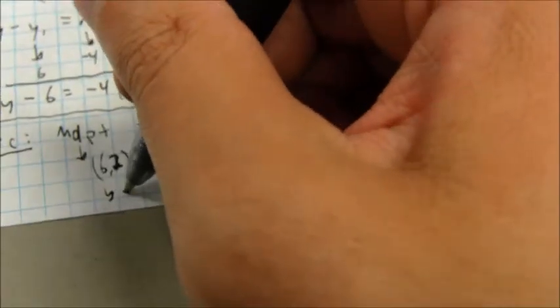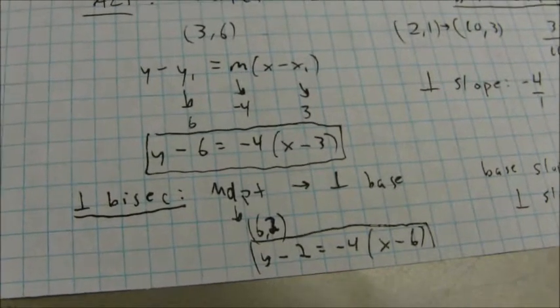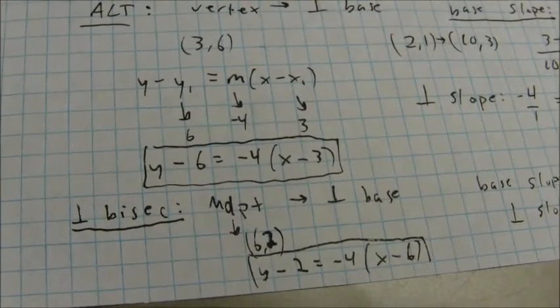So I can just use those two values. It's going to be y minus the y-coordinate of 2 equals the slope of -4 times x minus the x-coordinate of 6. And that is the equation of my perpendicular bisector line. So very easy to do this if you just use point-slope form.